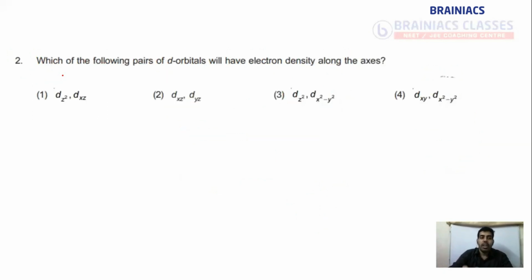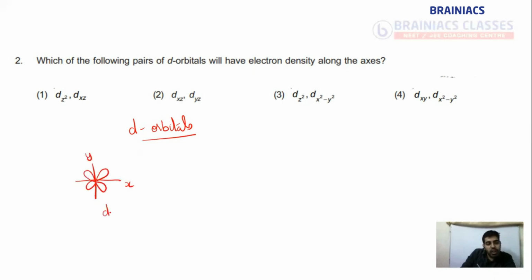Question number 2. Which of the following pairs of d orbitals will have electron density along the axis? Now we know that there are 5 d orbitals. First one, dxy, with x and y. In dxy, the electrons are present in between the axis, not on the axis.